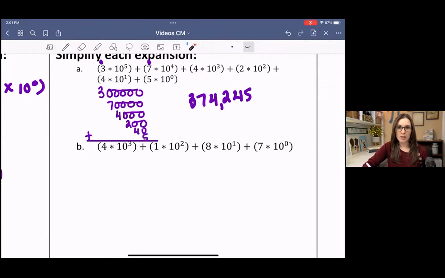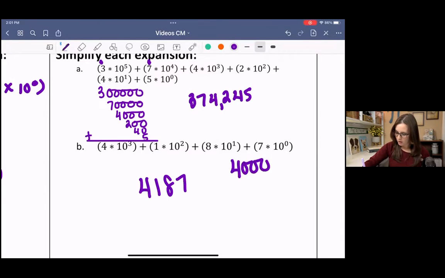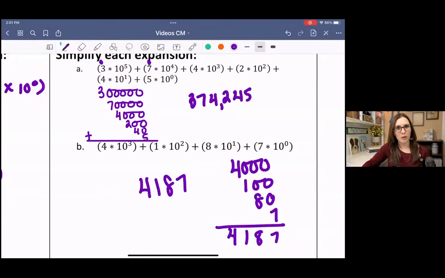So 3 times 10 to the 5th is 300,000. 7 times 10 to the 4th is 70,000, 4,245, right? And we're adding all of these. So if we were to add all of these together, we would end up with this final answer. So that's where that's coming from. And then the next one, same process, we would have 4,187. If you wanted to just make sure and add it all out, we have 4,000 plus 100 plus 80 plus 7. And that's where our final answer comes from.